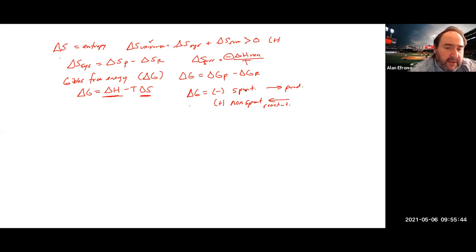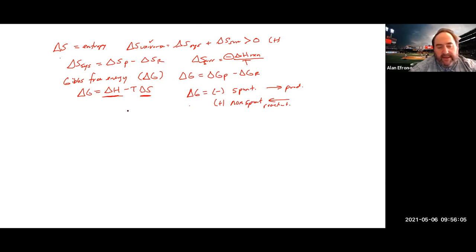Now, remember, what you want to do is use the equation, especially with delta G, to figure out what's given to you, I guess is the way to put that. So you want to use whichever information is given to you to pick the right delta G equation.